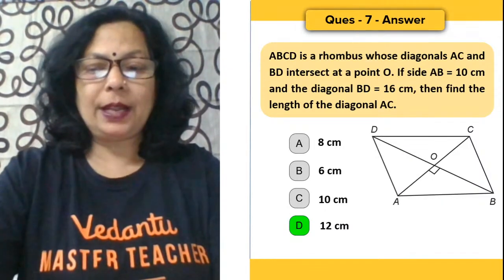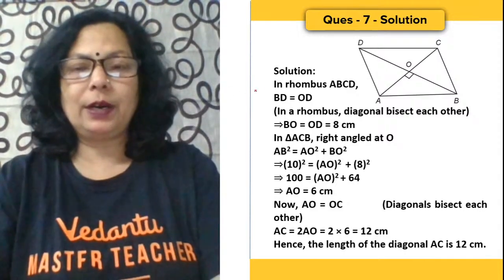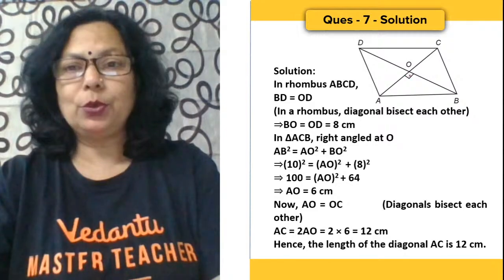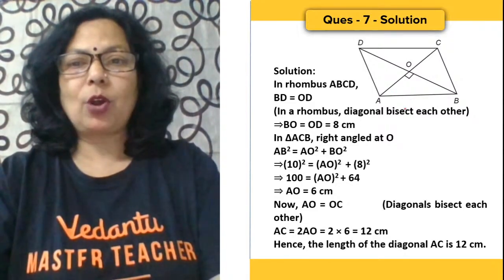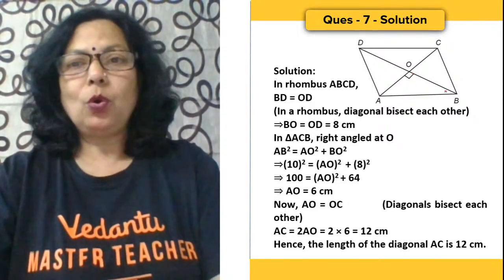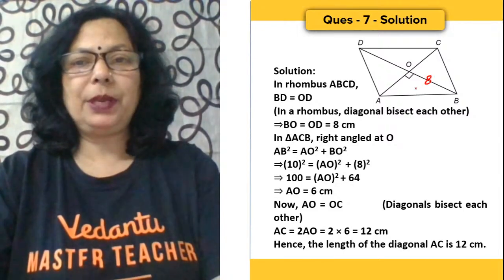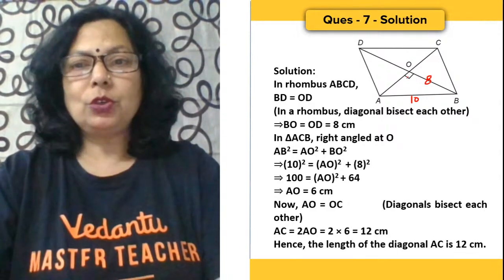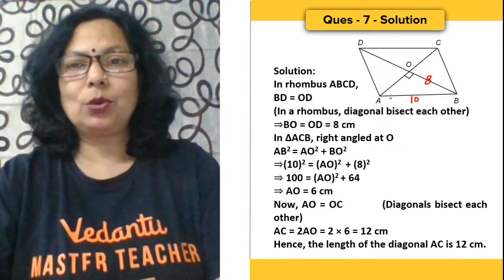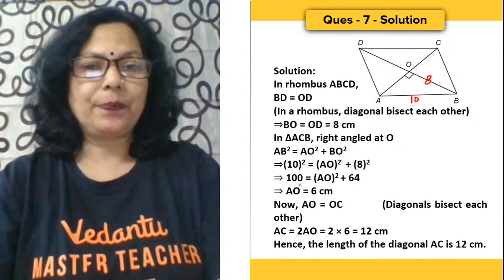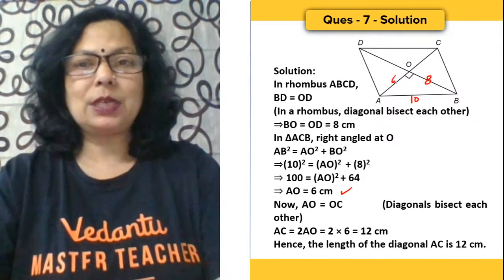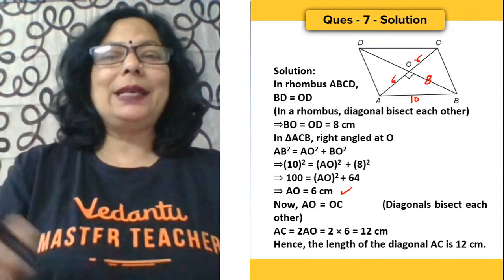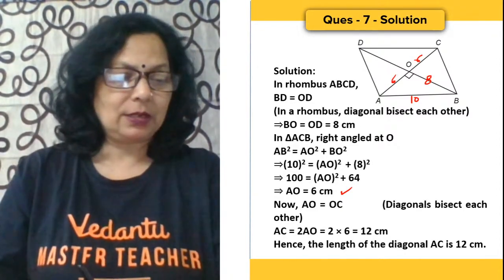Answer is 12. Now see it solved for you over here. In ABCD, BD is given, I told you. So this side was given in a rhombus, diagonals bisect each other. OB is equal to OD, so each side will be 8. This is a right angle triangle and this side is 10. So you know that 10 squared is equal to OA squared plus 8 squared. You get OA is equal to 6. If this is 6, this will also be 6. So AC will be twice of 6, that is 12 centimeters.